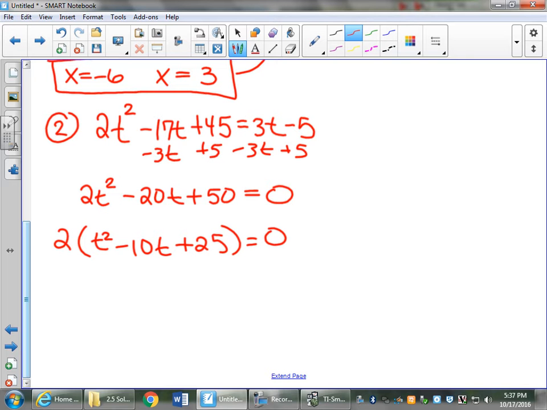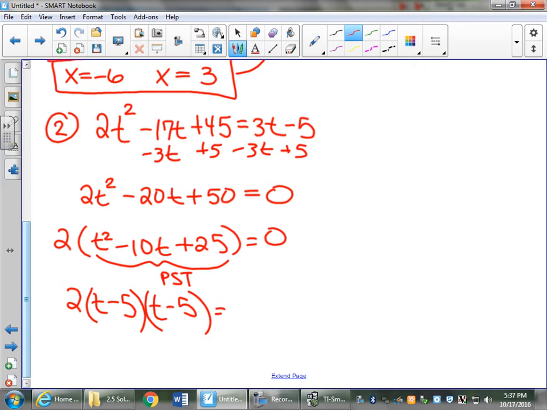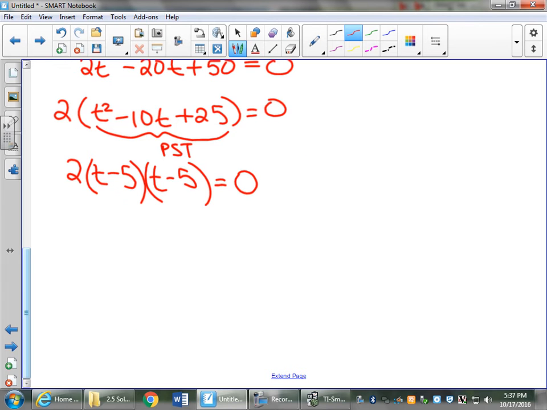And now our a value is 1 again. So it's not a super challenging factoring example, finding factors of 25 that add to negative 10. Technically, you might recognize this is a perfect square trinomial. Even if you don't recognize that, you can still factor it by guessing and checking. So both factors will be identical, and they're both going to be t minus 5. Or you could write it as t minus 5 squared.